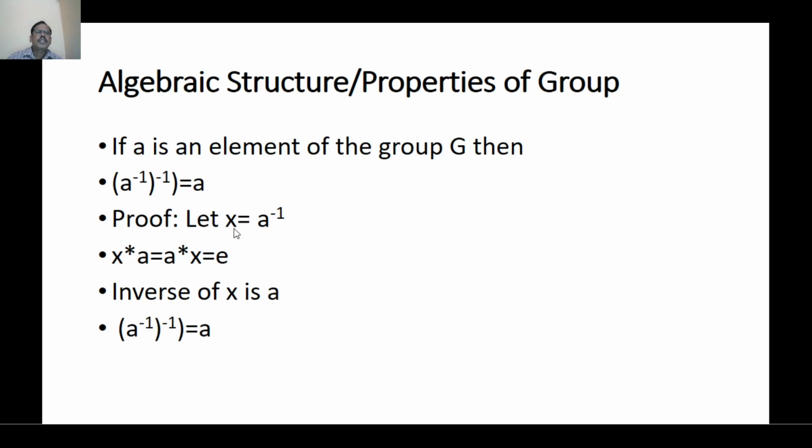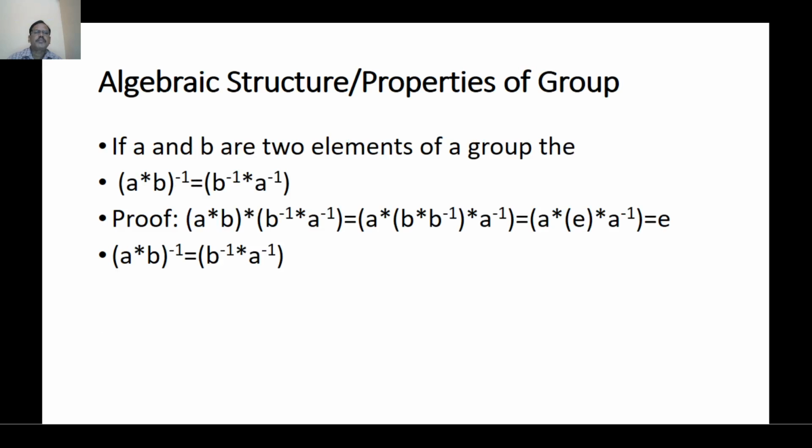So the proof is: let x be equal to A inverse. Then x star A is equal to A star x is equal to E, because A inverse is x. So the inverse of x is A. Therefore, A is equal to the inverse of the inverse of A. So the inverse of x, meaning the inverse of the inverse of A, is equal to A. So this is a very simple property of a group.